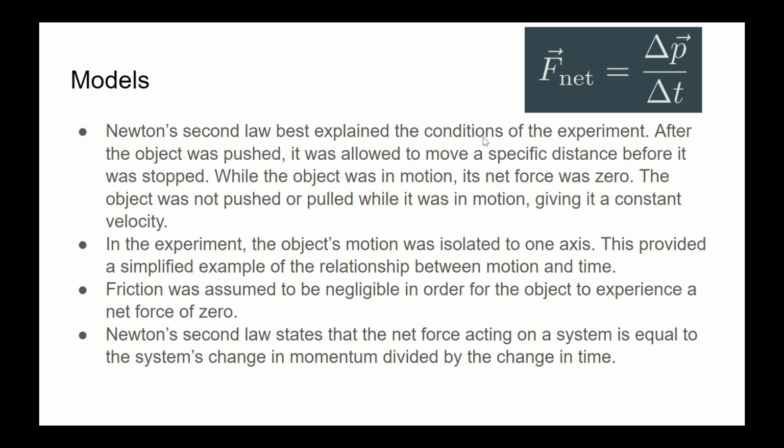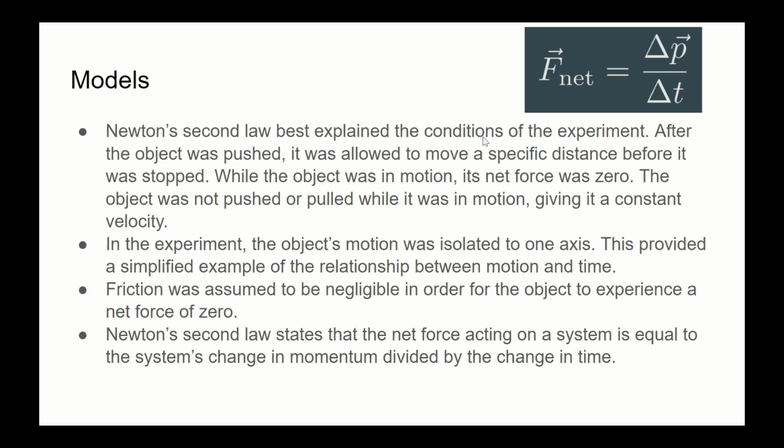Newton's second law best explains the conditions of this experiment. After the object was pushed, it was allowed to move a specific distance before it was stopped. And while the object was in motion, it had a net force of 0 because it was not experiencing any pushes or pulls. Newton's second law can be written in many different ways, but it essentially tells us how the mass of an object and its velocities at different times are related to its net force.